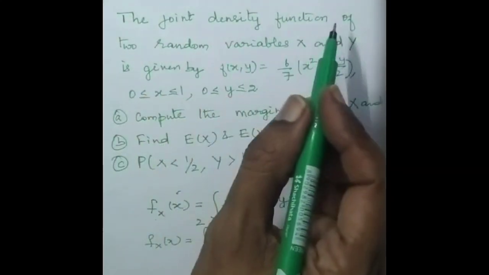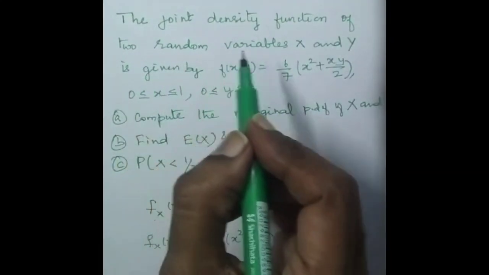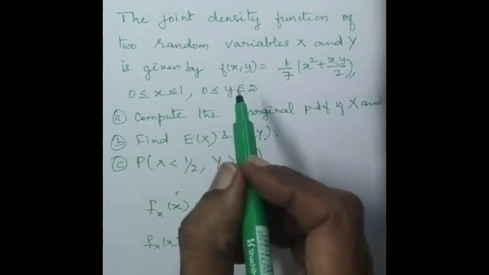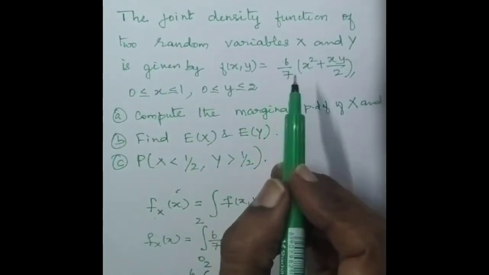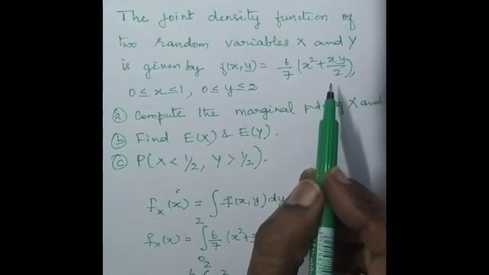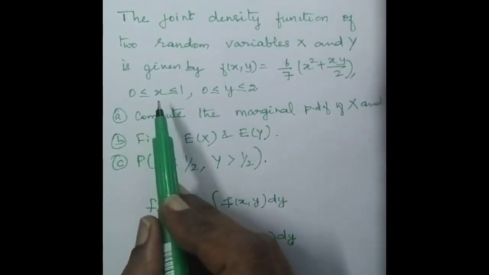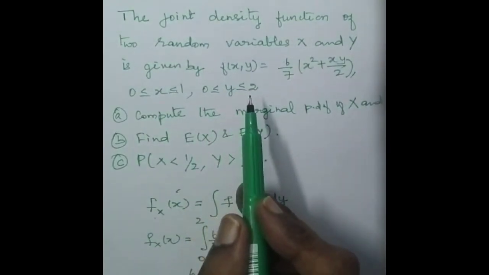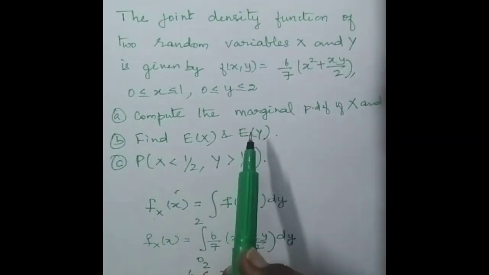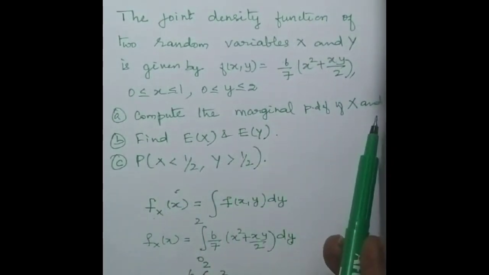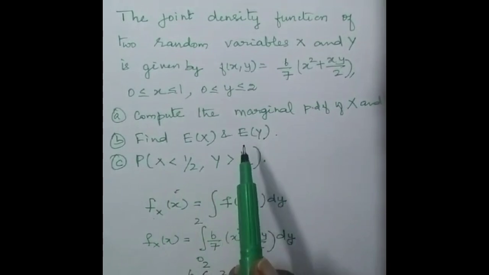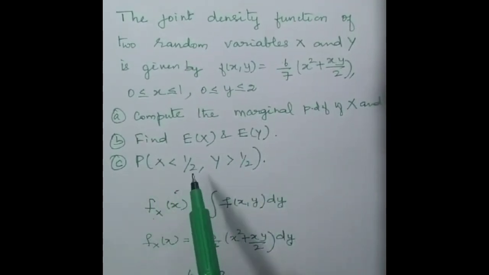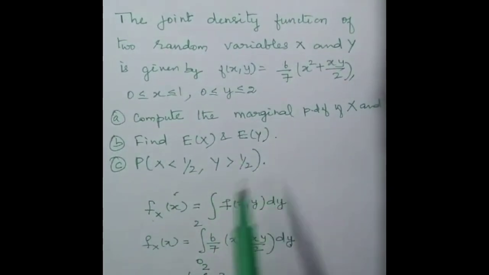The joint density function of two random variables x and y is given by f of x comma y is equal to 6 by 7 into x square plus xy by 2, where 0 less than or equal to x less than or equal to 1, 0 less than or equal to y less than or equal to 2. Compute the marginal probability density functions of x and y. Find E of x and E of y. Find P of x less than 1 by 2, comma y greater than 1 by 2.